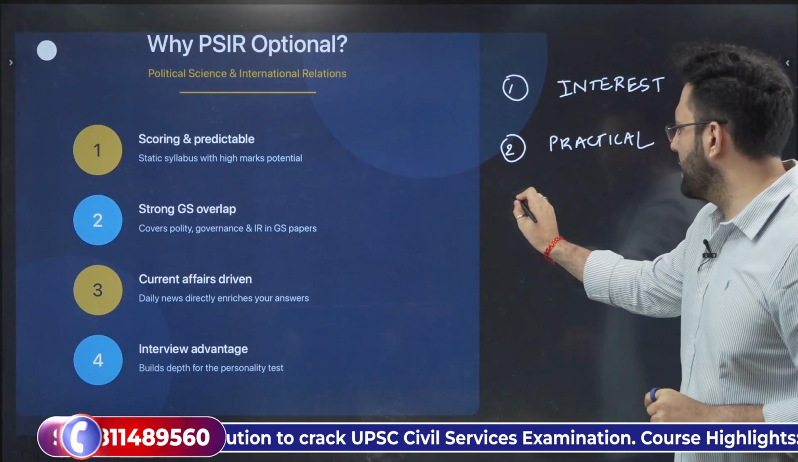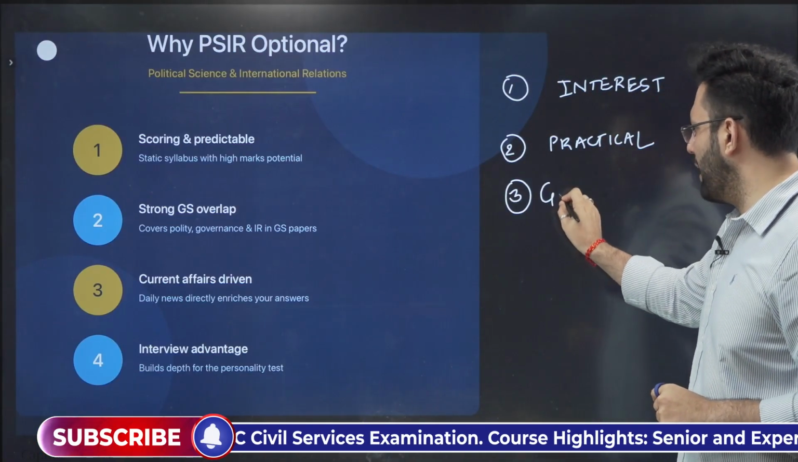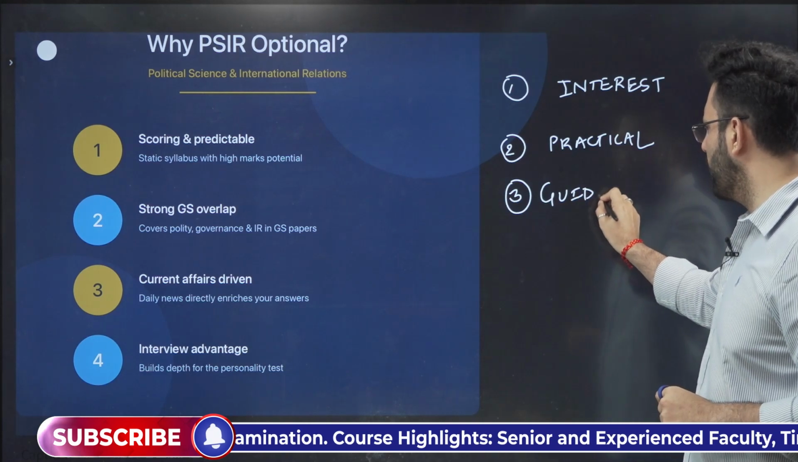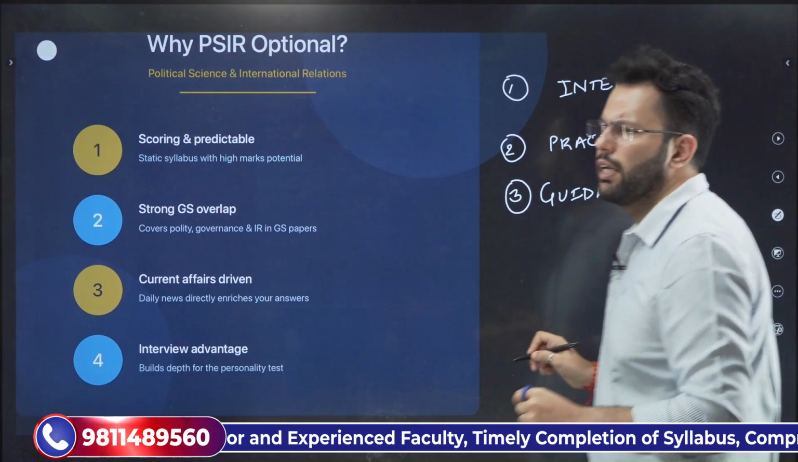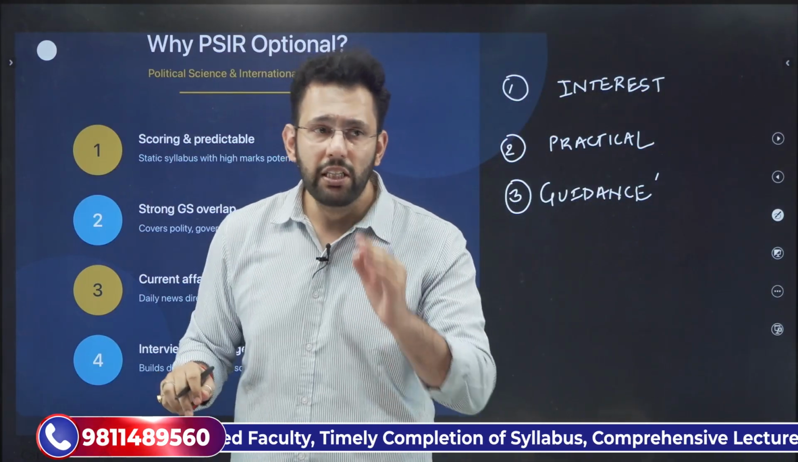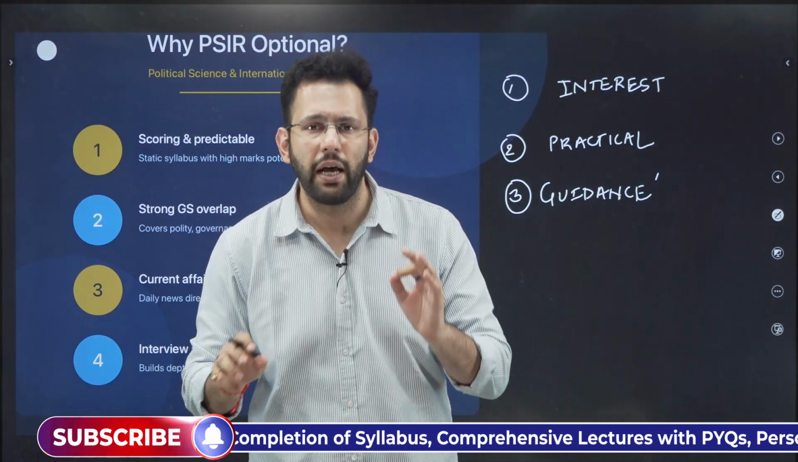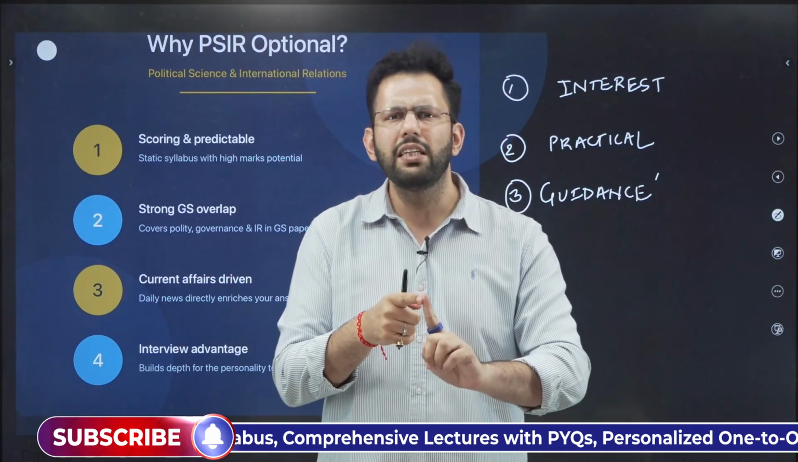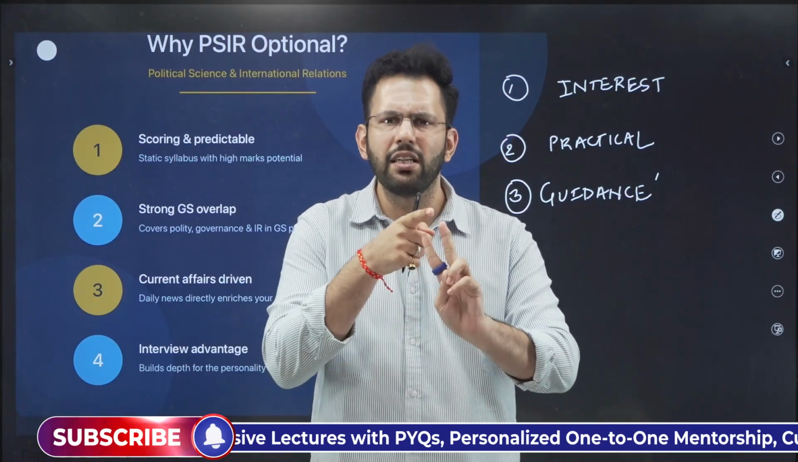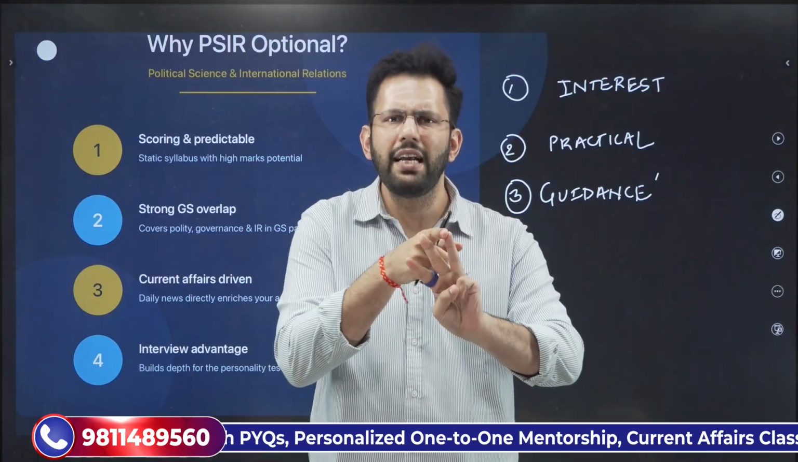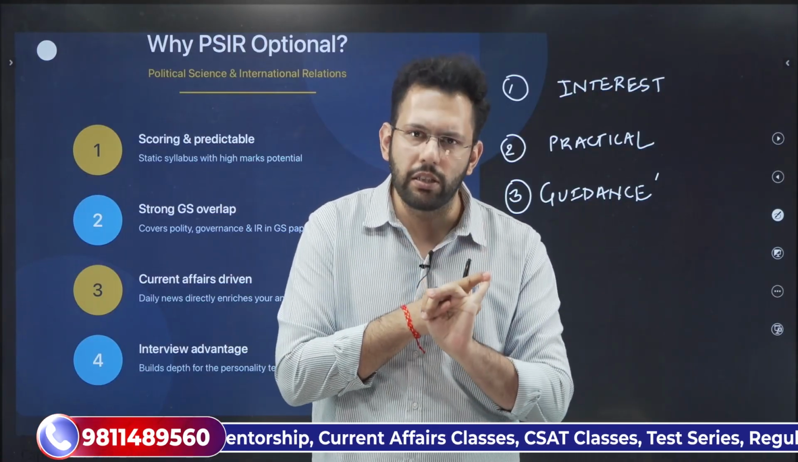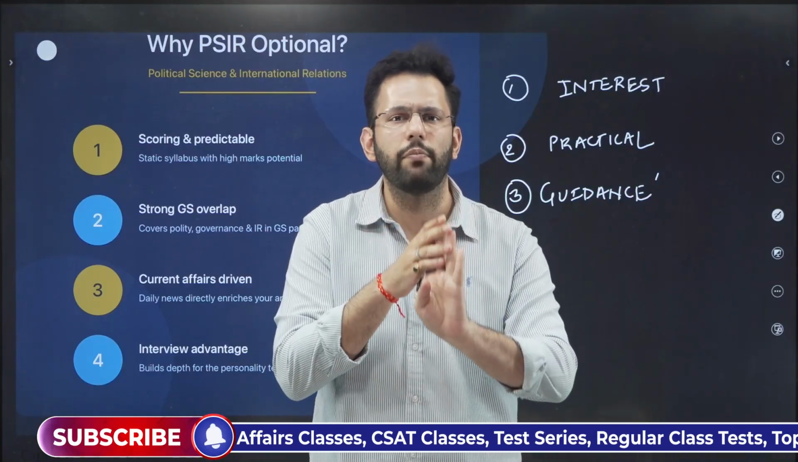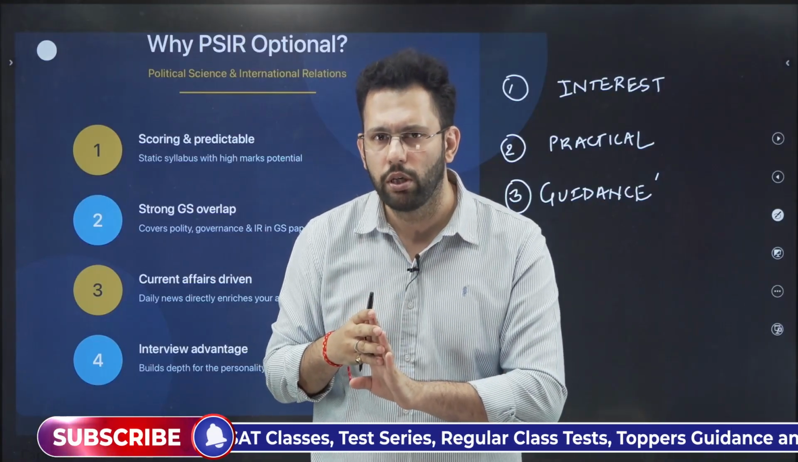And the third criterion for any optional that you take, whether it is PSIR or any other optional, is that you should always consider guidance. Whether the guidance is available in the market or not. Guidance in the form of books, PYQs, solved PYQs, and teachers and mentors. These are the criteria of practicality and guidance that I am telling you about.